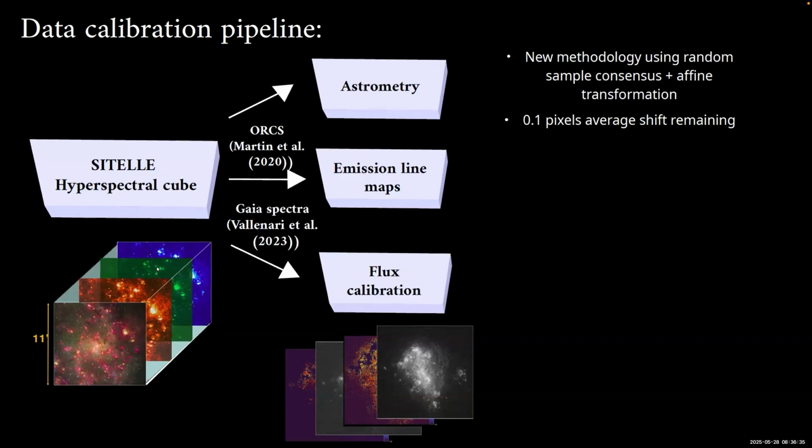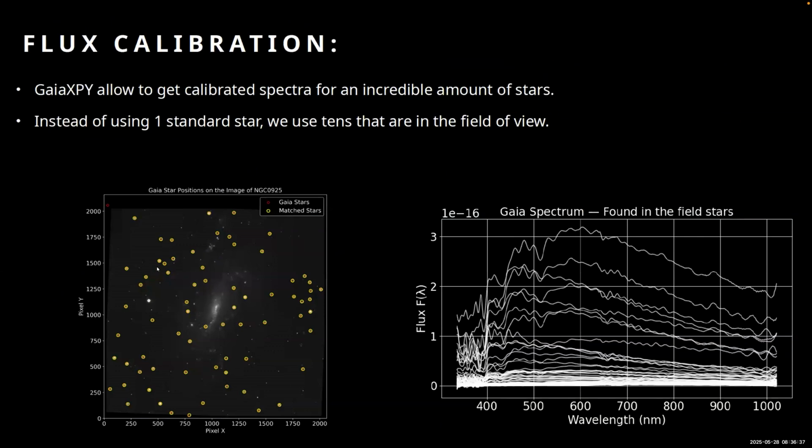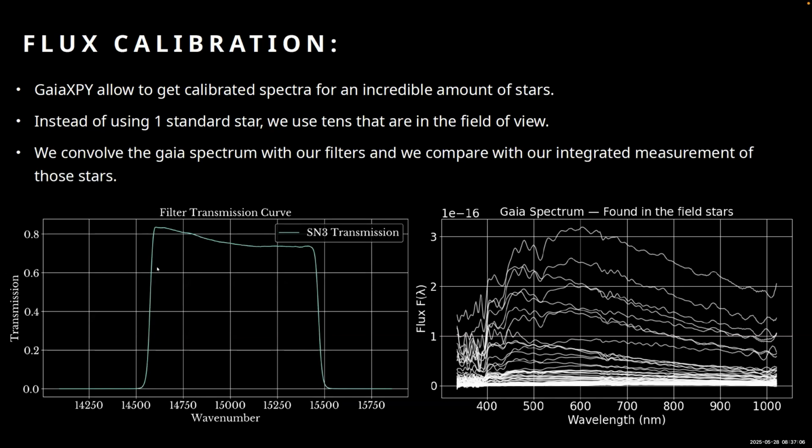So we went with Gaia, because I really think in terms of calibration, Gaia is completely changing the game, especially for CTEL. Because instead of having one standard star, we can use dozens. It's quite easy. With Gaia XPy, we can directly select our object. Here, for example, it's NGC 925. We find in the Gaia catalog all the stars that have a calibrated spectrum. We get these spectra, which are here. We convolve them with our filter transmission, and we can directly compare with our measurements.